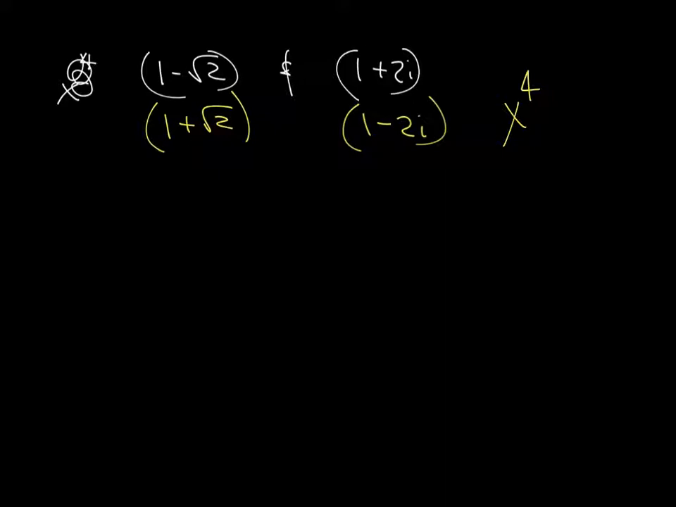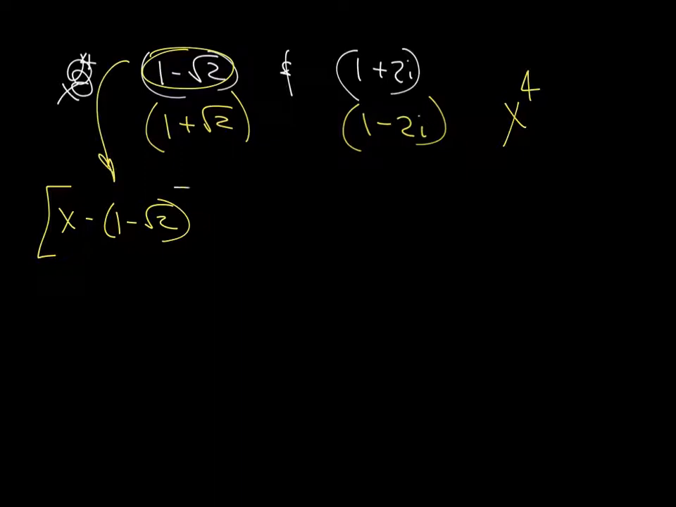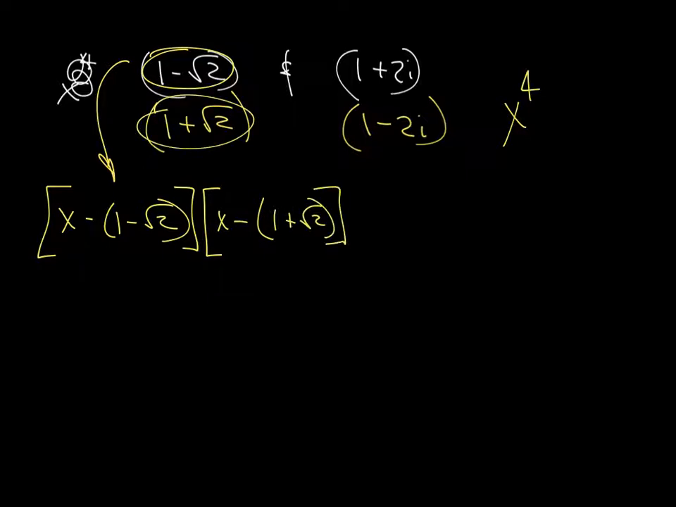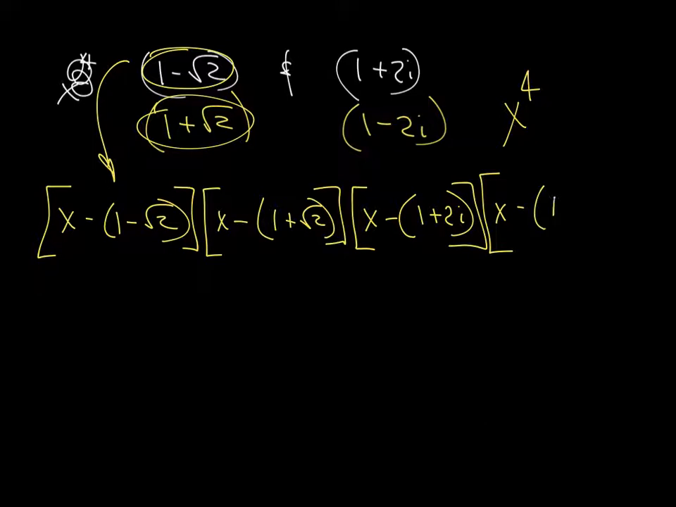All right, so let's see. How do we come up with this polynomial? All right, well, we do x minus 1. Oops, that's not a 1. 1 minus the square root of 2. Okay, so we took this, put it there, times x minus, and it's always an x minus, and then we've got 1 plus the square root of 2, which is this, and then we've got x minus 1 plus 2i times x minus 1 minus 2i.